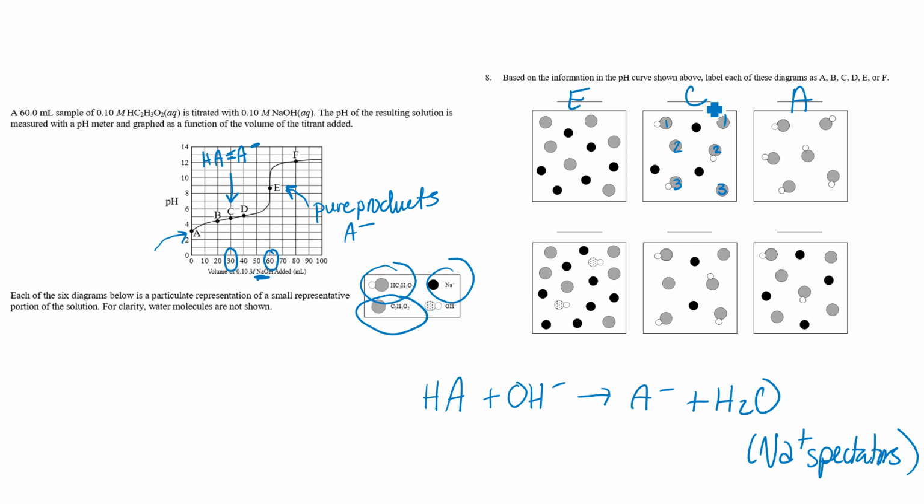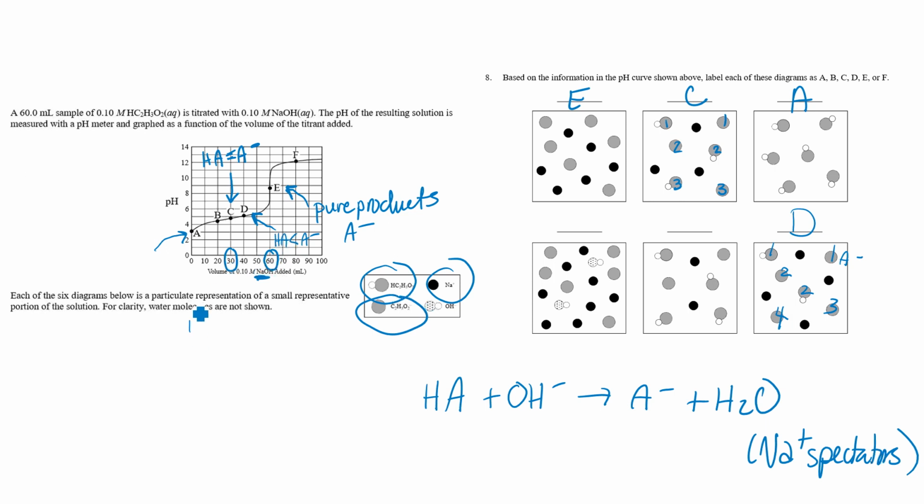So I've got equal amounts of each. And then over here at D, notice how I'm past the halfway point. So at this point, I'm going to have a little bit more. I've used up more than half of my HA. So at point D, I should have a little bit more A minus floating around than HA. So that looks like this one. I've got 1, 2, 3, 4 particles of A minus floating around, but then only 1, 2 of the acid. So this looks like it would be part D here.